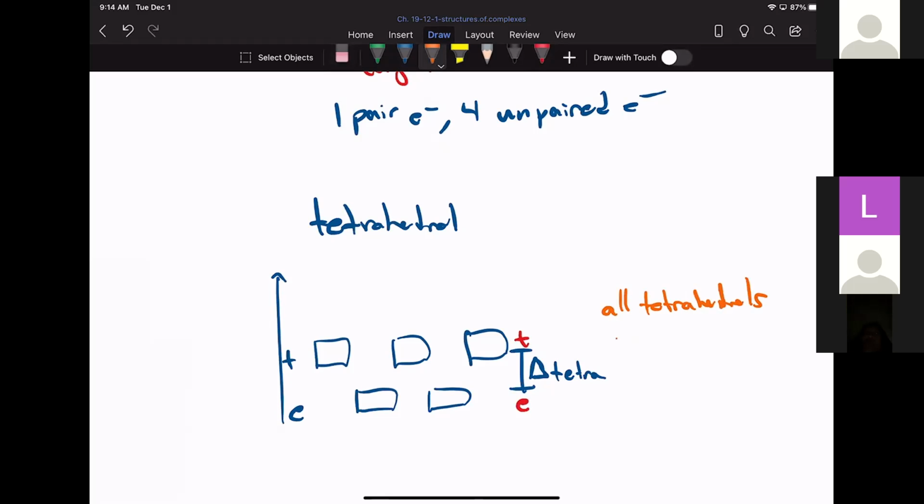All tetrahedrals are small splitting. So all tetrahedrals are small, right? That they're all going to be high spin, right? That they're all high spin for a tetrahedral.